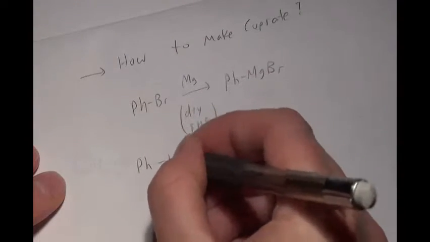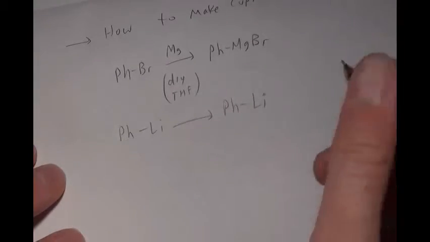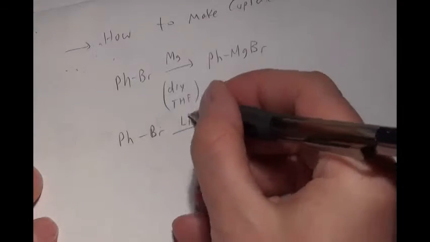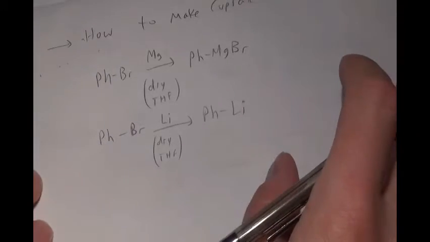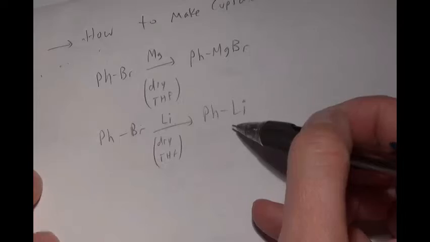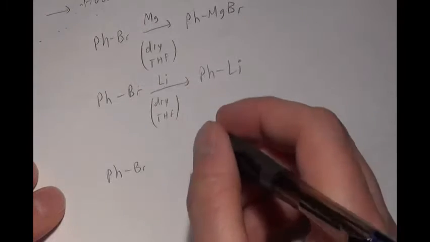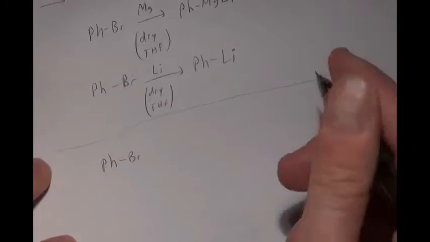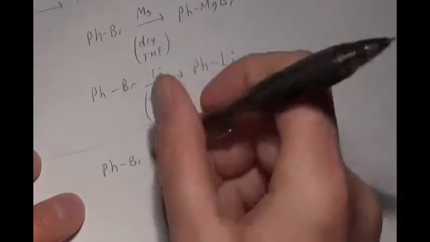How do you make organolithium? Whoa. How do you do that? Well, you add lithium and dry THF or something. Those are easy. We learned that in Organic 1, right? How to make a Grignard, how to make an organolithium. How do we make a cuprate now? And you might just think, oh, throw in some copper, but it's a little more complicated, just a little bit. You throw in 2 lithiums.